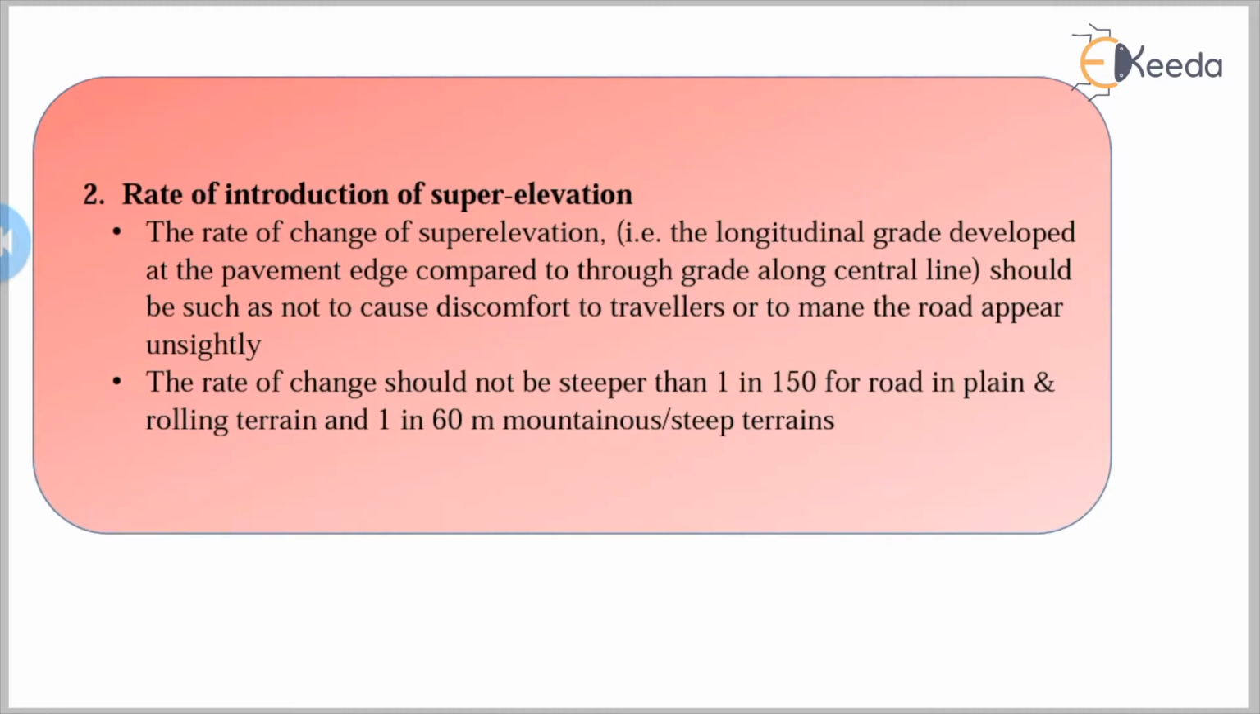The rate of change of superelevation, that is the longitudinal grade developed at the pavement edge compared to the grade along the center line, should be such as not to cause discomfort to travelers or make the road appear unsightly. The rate of change should not be steeper than 1 in 150 for plain and rolling terrain and 1 in 60 for mountainous terrain. That is, if 1 vertical then 150 horizontal, that should be the rate of introduction of transition.